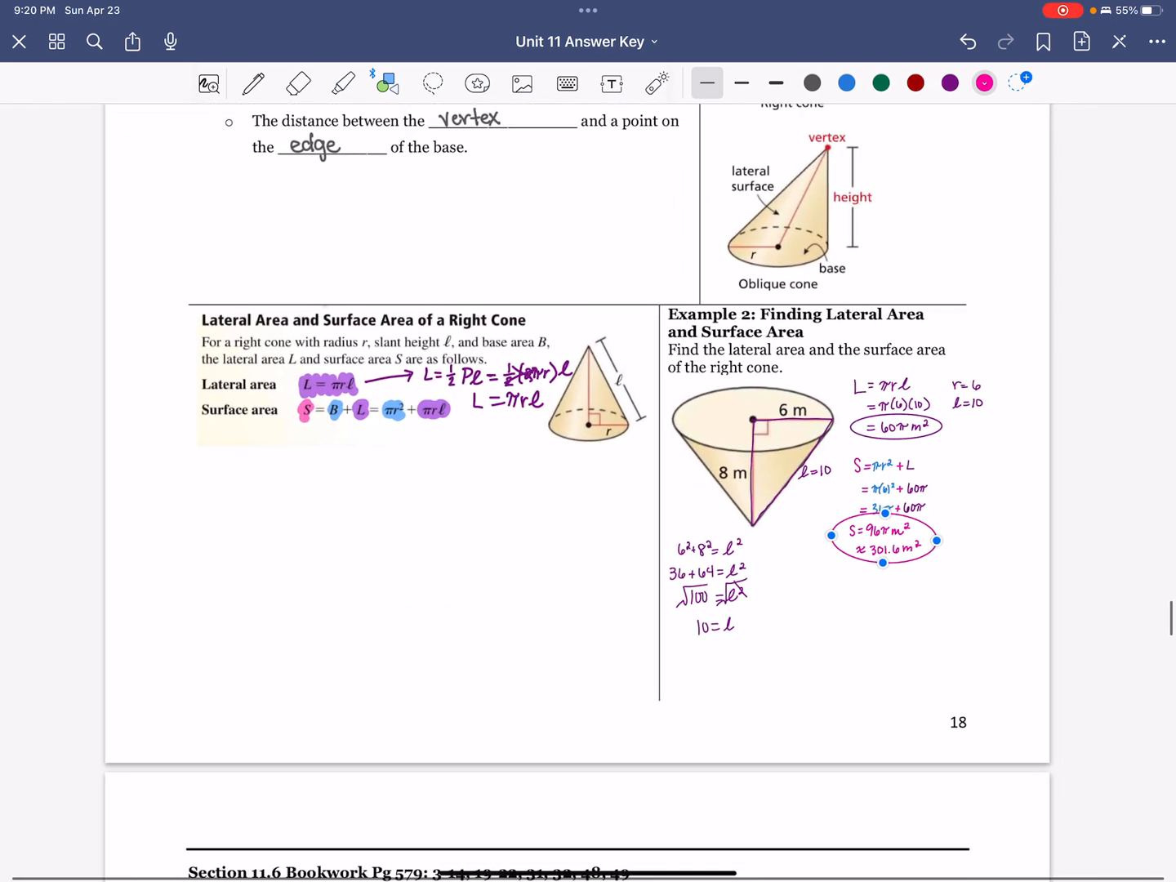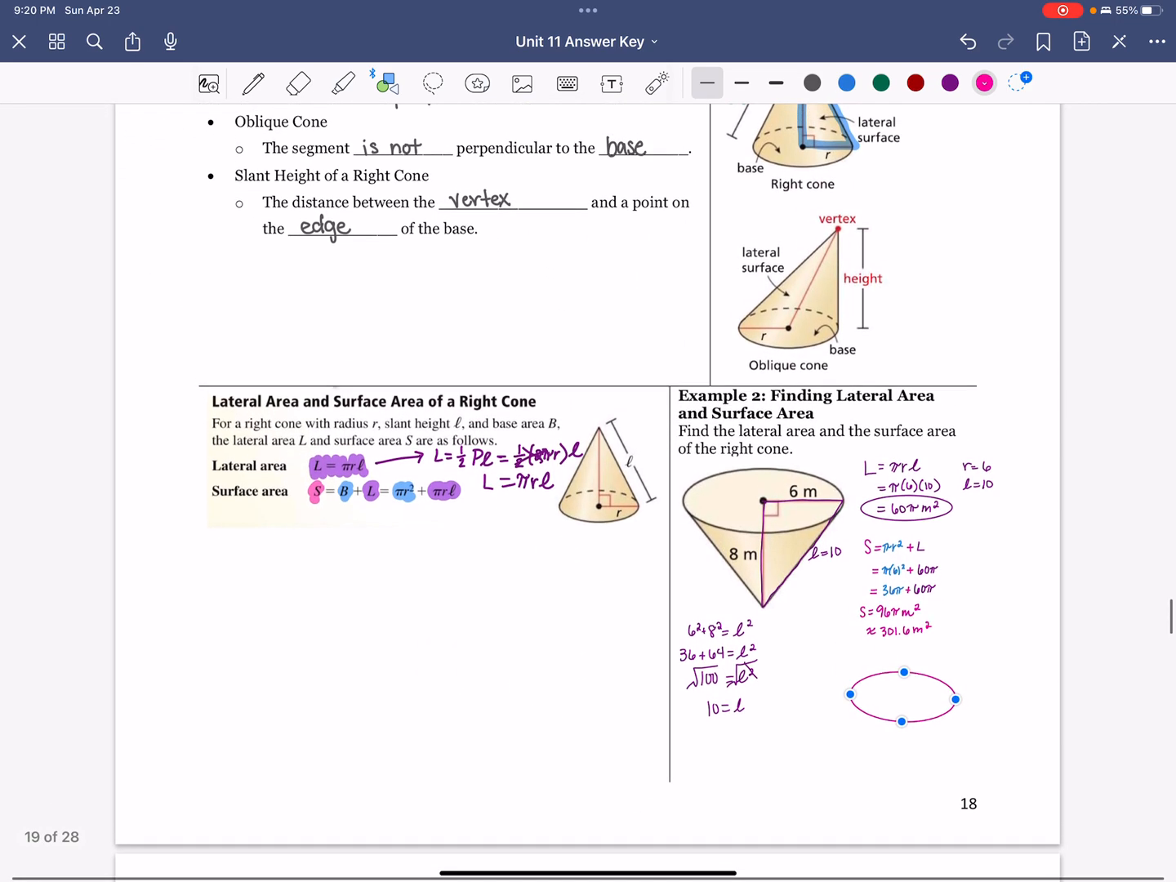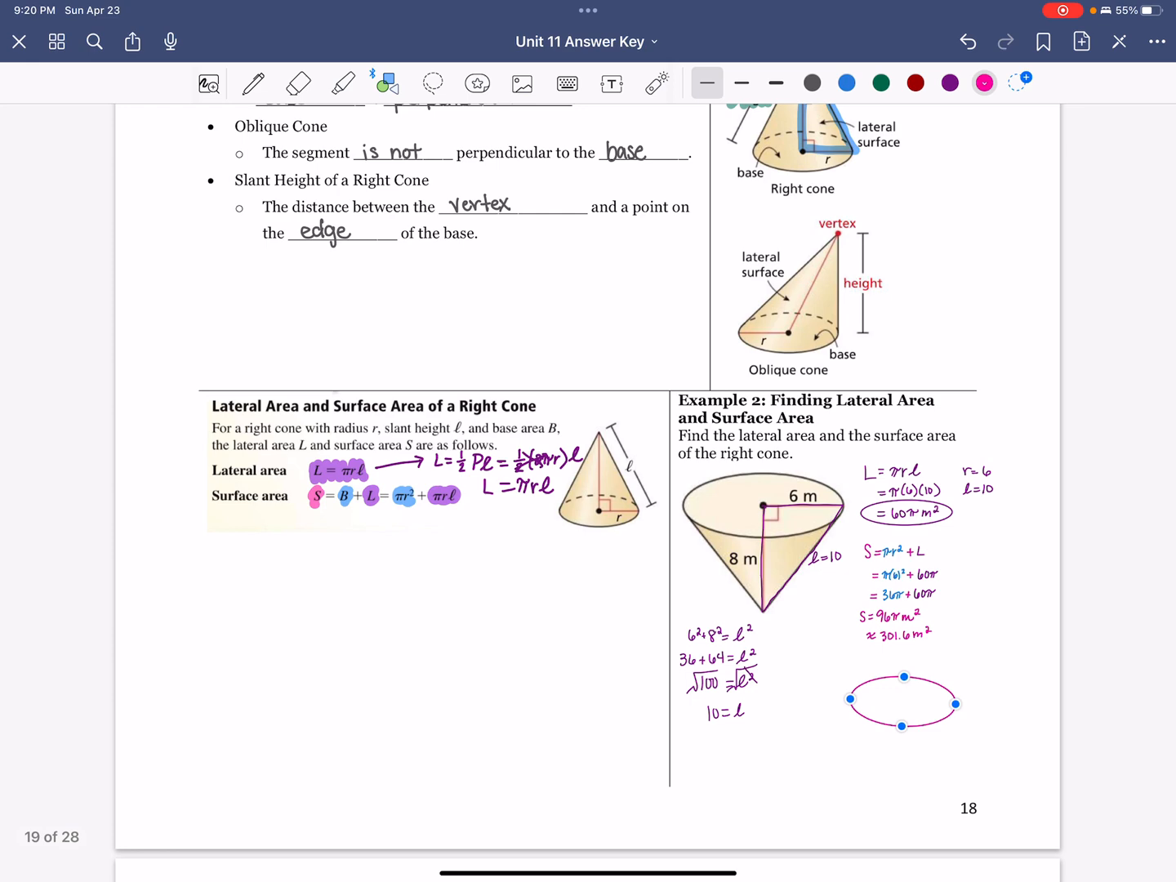Okay, like I said, this is your cones and your pyramids. We like to group those together since they both have one base. Come back into the next video to learn about spheres.